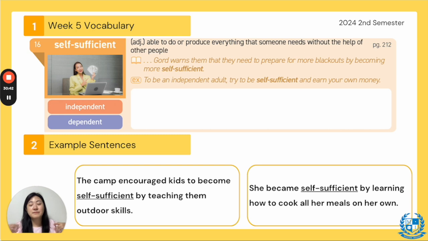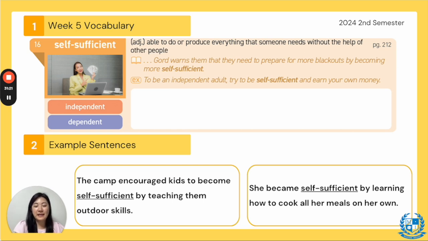It just means I can do everything for myself. I can cook, I can make money, I can do everything that I need for myself, and I don't need help from my mom or dad or brother or anyone else. Self-sufficient. It says in our textbook, Gord warns them that they need to prepare for more blackouts by becoming more self-sufficient. So here, because there's so many blackouts that happen in this area, they need to find a way that they need to just be able to do things by themselves, to be independent.